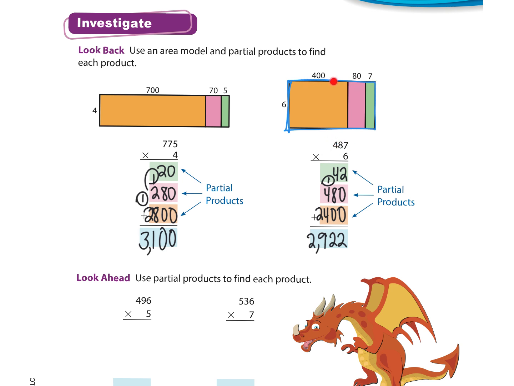Notice again up here, it's breaking it apart in expanded form. It's taking 487 and expanding it out. So I have 4 hundreds, I have 8 tens, and I have 7 ones. So that's what it's showing.